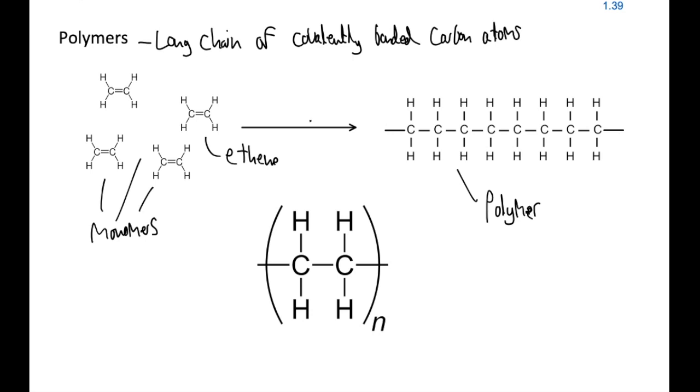Instead, what we can do is put ethene into a bracket and use the value of n here to determine how many of these monomers will make up the polymer. So in this case, to the right here, if there were only 4 ethenes making up this polymer, then the value of n would be 4.